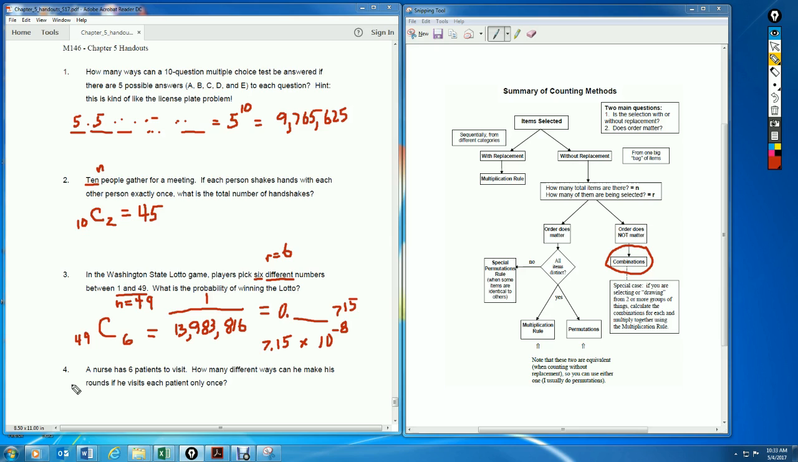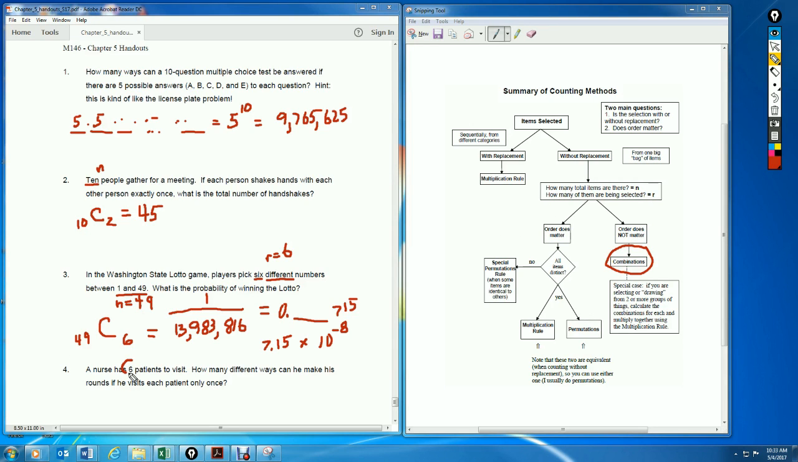All right, number 4. A nurse has 6 patients to visit. How many different ways can he make his rounds if he visits each patient once? So the items being selected are the 6 patients. They're being selected without replacement. The order matters. That's the whole point of the question. How many different orders can he go to visit the patients in?